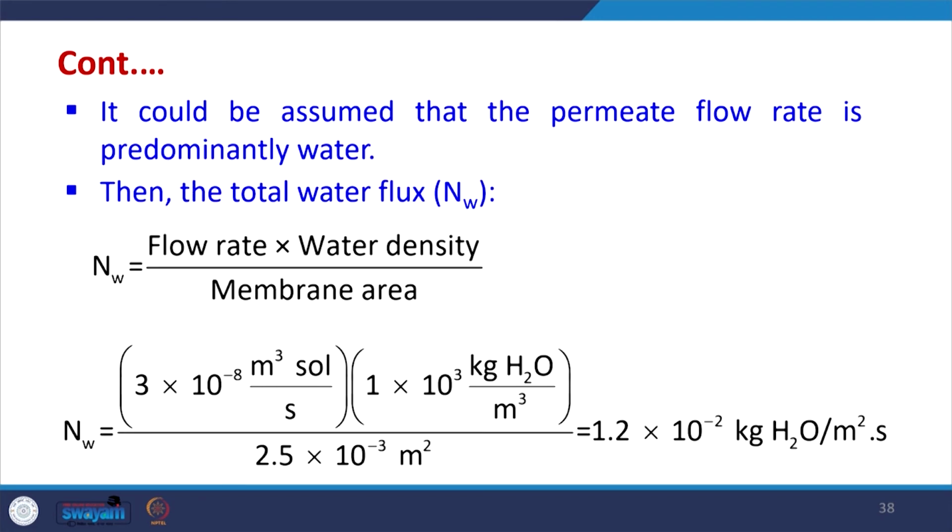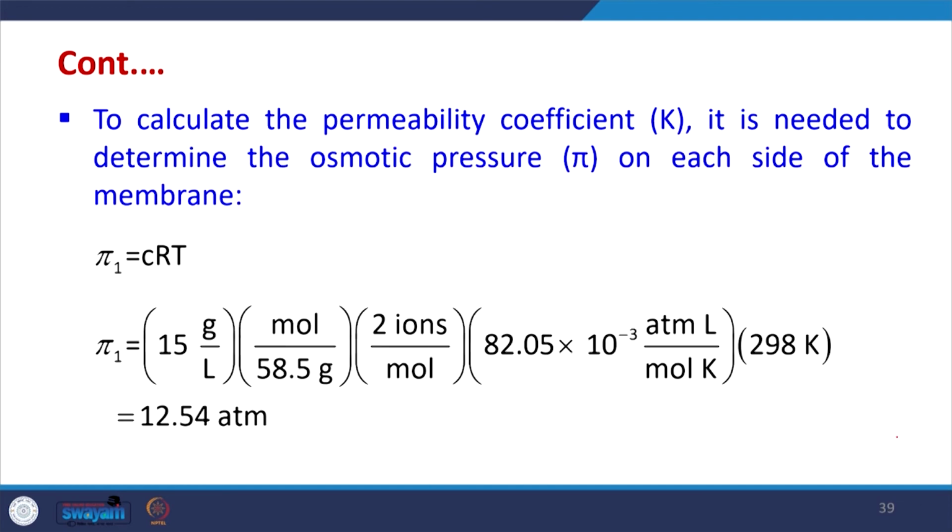Now, it could be assumed that the permeate flow rate is predominantly water. So, if we assume that only water is going through, then we can find out the water flux. Using this assumption, we take the flow rate times water density divided by membrane area. Again the values are given here: we know the water density and this is the flow rate of the water in meter cube. Density is well known for water, so we can find out in terms of kg. So, we have 1.2 into 10 raised to minus 2 kg of water per meter square per second. So, the water flux is known.